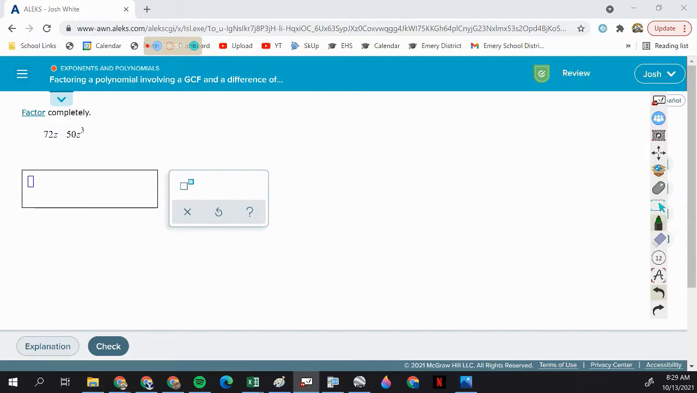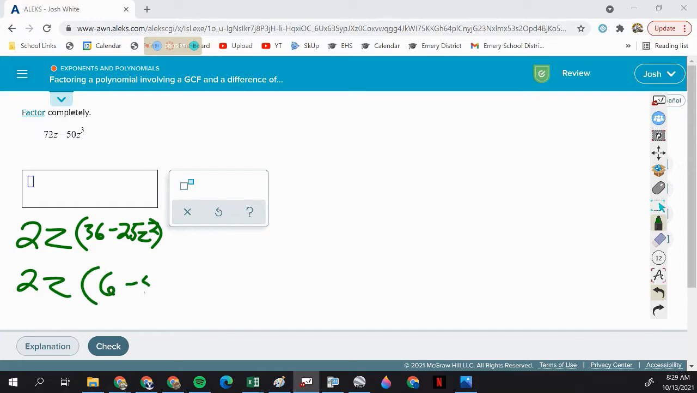Is this one a difference of perfect squares? No. Is there anything in common between the two terms? A z and a 2. So I can pull out a 2z, and then I'm left with 36 minus 25z squared. And now it is a difference of perfect squares. So 6 minus 5z and 6 plus 5z. Get it? Okay.